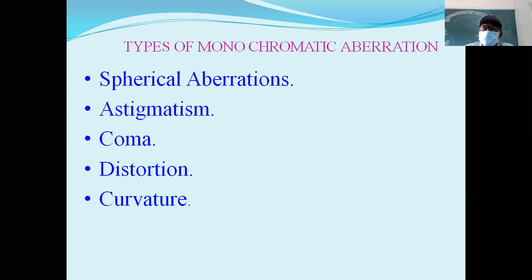So, first of all, we must know about the types of the aberrations that are in the monochromatic aberration and the elimination methods for all these aberrations. So once again, we are having 5 types: spherical aberration, coma, astigmatism, curvature and distortion.